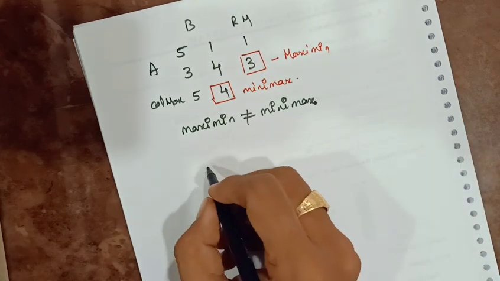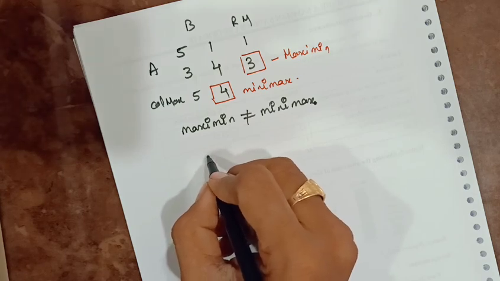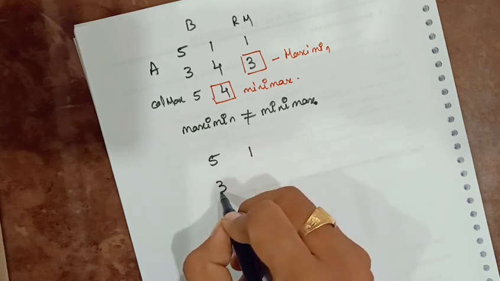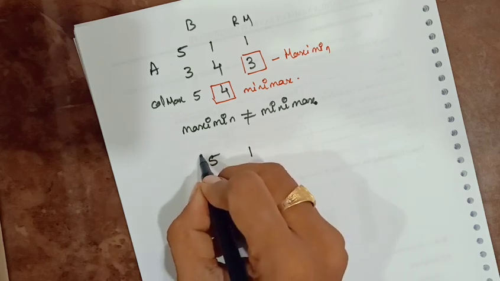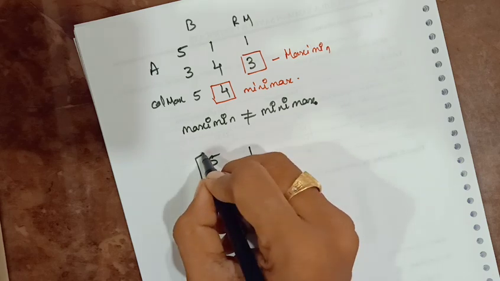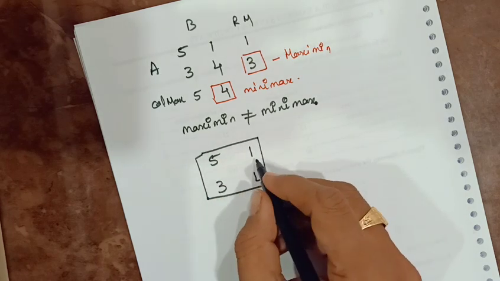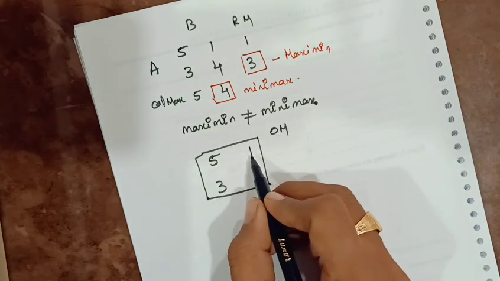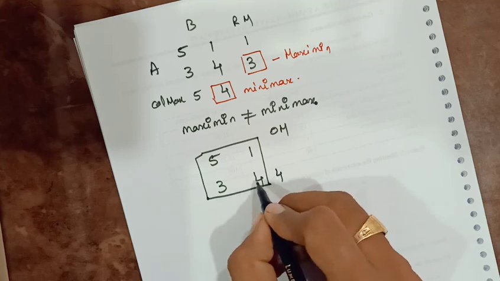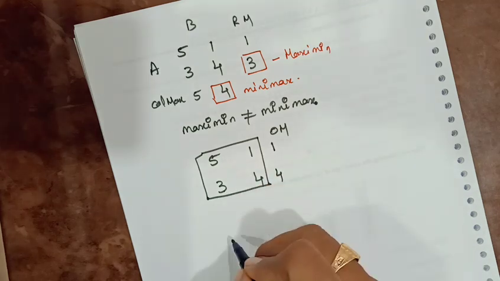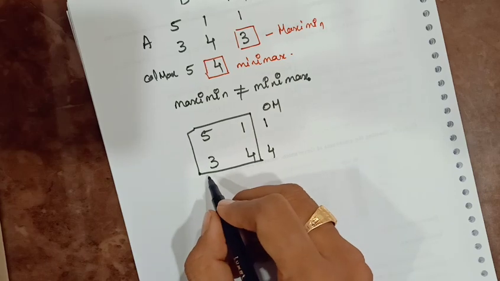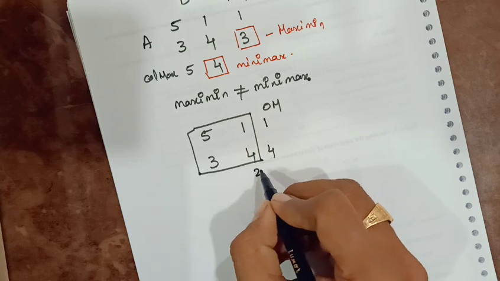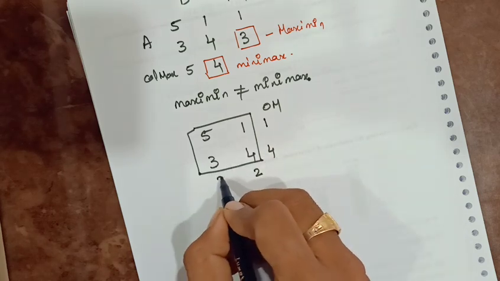So what we have to do? We have to find the oddments. So 5, 1, 3, 4. We have to find the oddments. So 5 minus 1 is 4, 4 minus 3 is 1. In the same way, 5 minus 3 is 2, 4 minus 1 is 3.